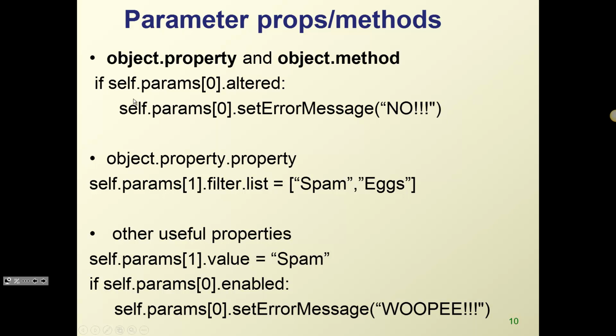But self.params, this is the first parameter in the list. And altered, we said, is either true or false, right? So what is this statement doing, these two statements? Yeah. So it's the most frustrating GUI ever, which will, every time you change the value of the first parameter, pop up a message that says, no!